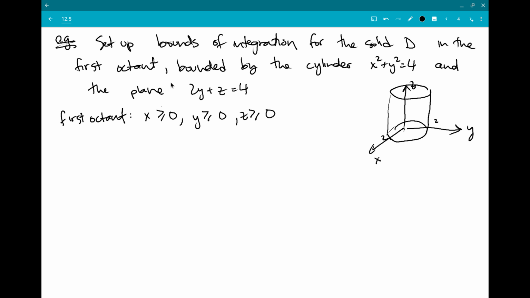And then we're bounded by this plane. All right, here's the plane 2y plus z equals 4. Right there. And that was my cylinder, x squared plus y squared equals 4. And so the region they're asking us to set up the bounds for is going to be kind of this corner of the cylinder up to beneath this plane.